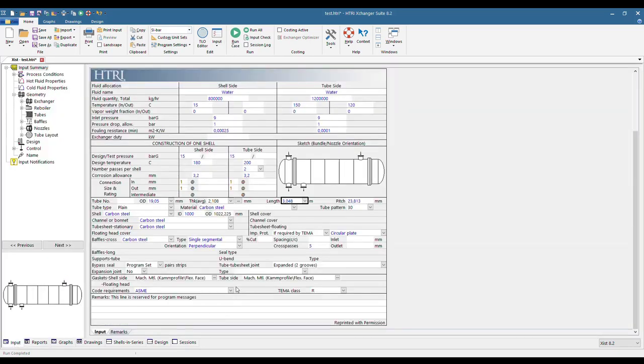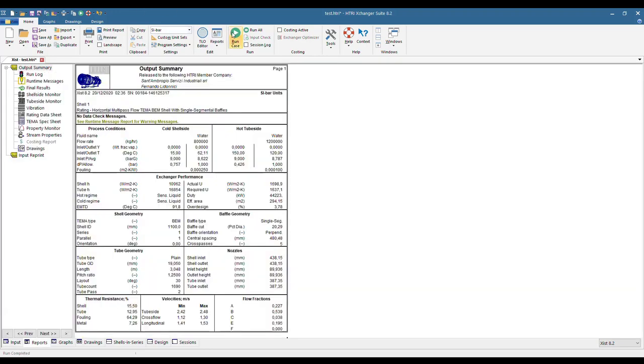So we come back to the input here, and let me check. Well, 1 meter. Okay, let's try with 4 inches more, so 1100 millimeter, and then we run our exchanger again. Now we are within the specified duty, because the over design is 3.78. The pressure drop is always acceptable. There was also a decrease of the pressure drop on the shell side.